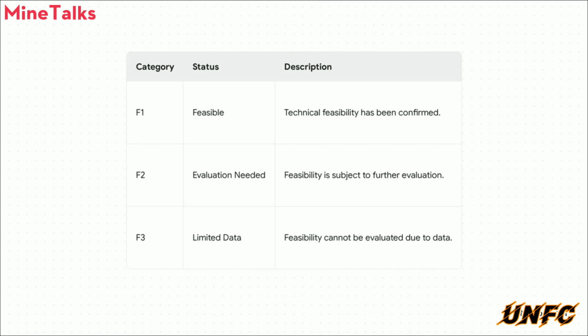F1 means it's basically shovel-ready. The blueprints are done, the team is in place. F2 is more like a promising draft. The initial studies look good, but we need to do more homework.